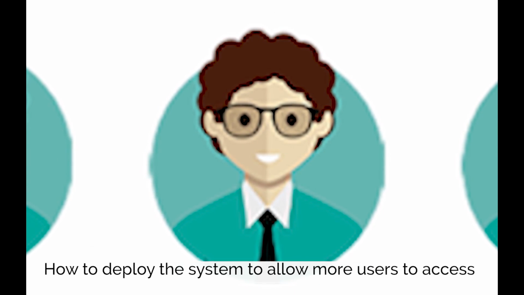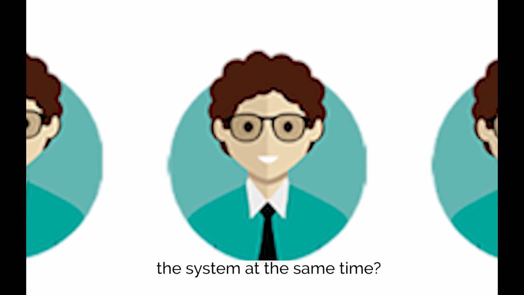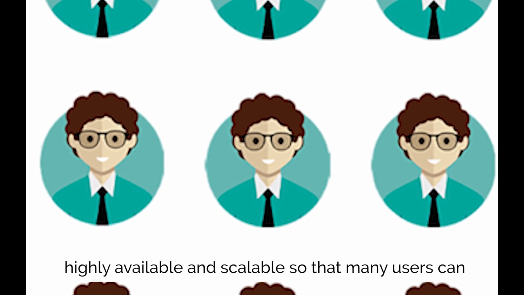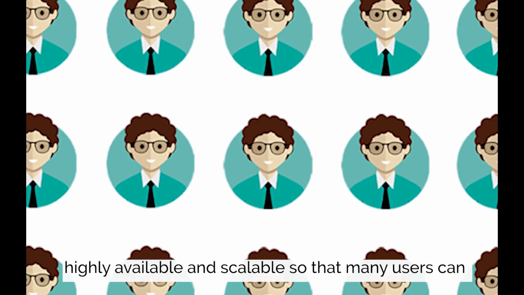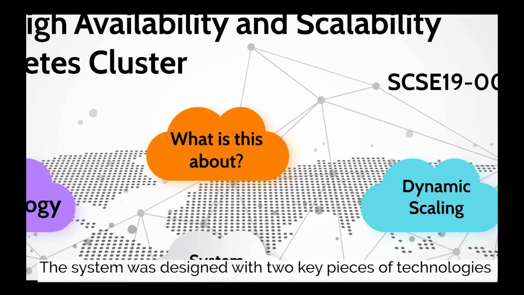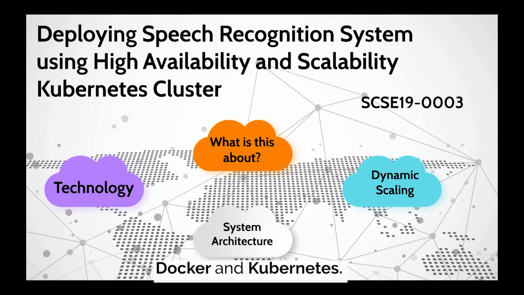How to deploy the system to allow more users to access the system at the same time? This project makes the speech recognition system highly available and scalable so that many users can access the system concurrently. The system was designed with two key pieces of technologies, Docker and Kubernetes.